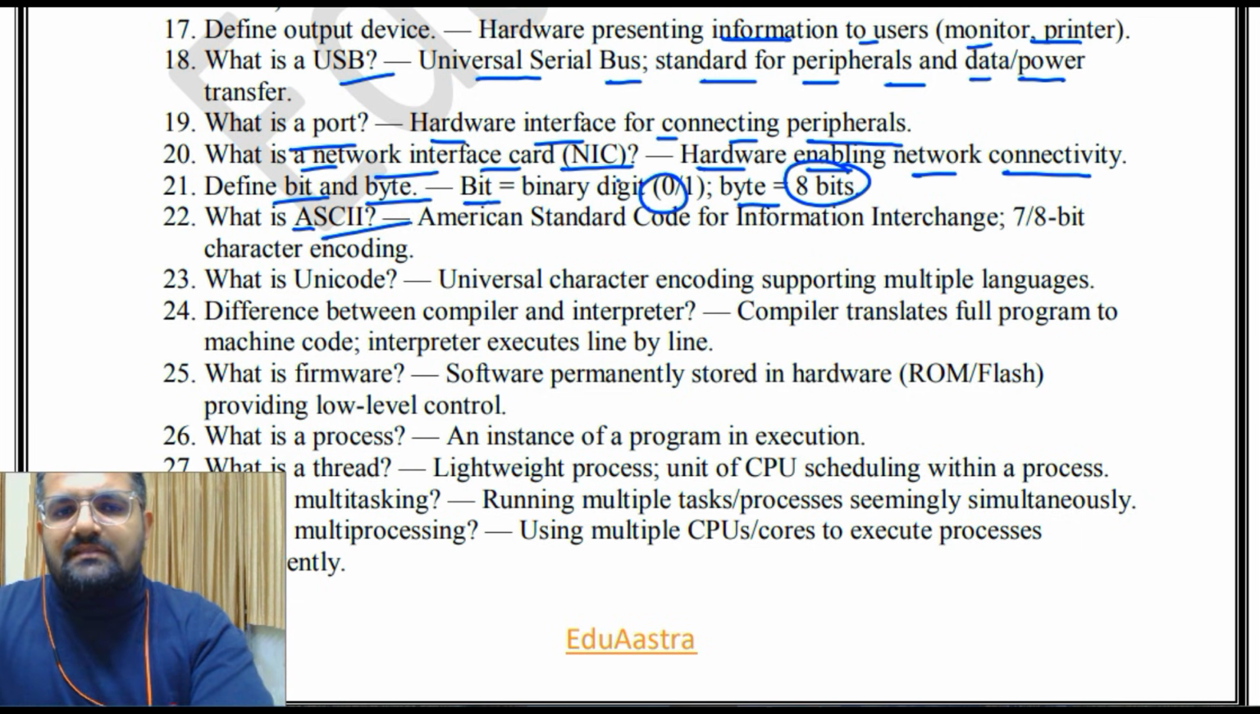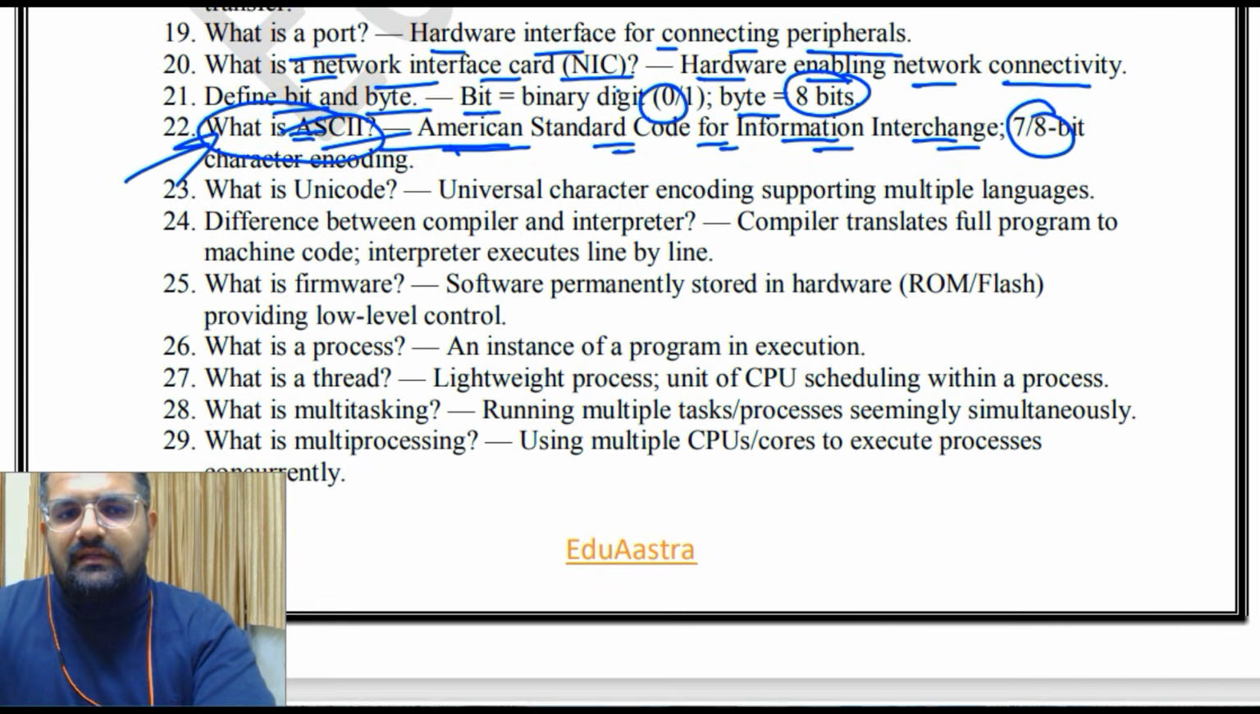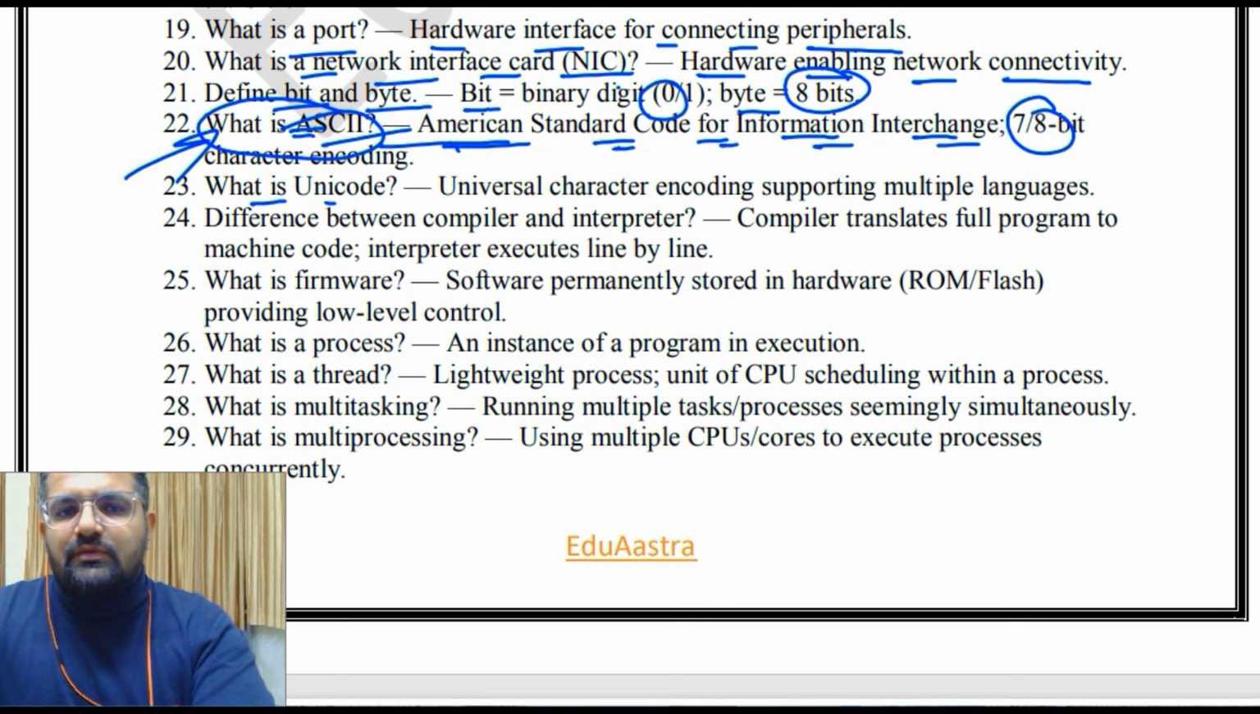What is ASCII? ASCII, that is American Standard Code for Information Interchange. 7 to 8 bit character encoding. This is one of the PYQs. ASCII code का full form पूछा था, that is American Standard Code for Information Interchange. Then what is Unicode? Universal character encoding supporting multiple languages.